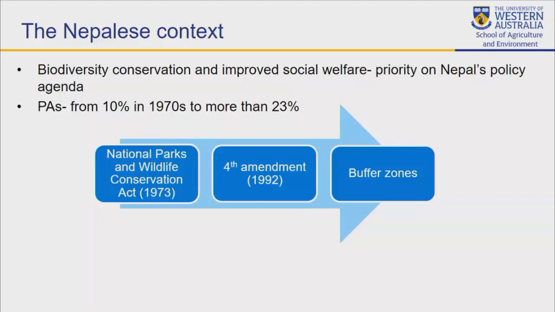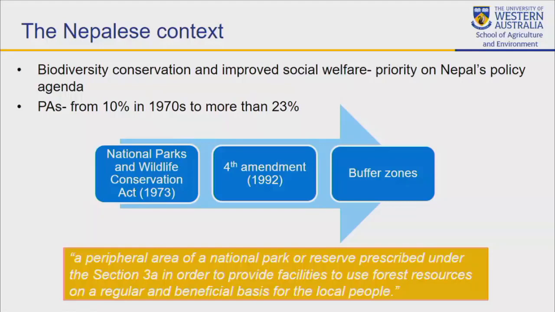So there was even more tension between park and people, and a middle way, a strategy, was needed that could address the need of conservation as well as meet the need of local people for local resources. As a result, with the 4th amendment of this act in 1992, the concept of buffer zone came to Nepal. The act defined buffer zone as a peripheral area of a national park or reserve prescribed under section 3A in order to provide facilities to use forest resources on a regular and beneficial basis for the local people.